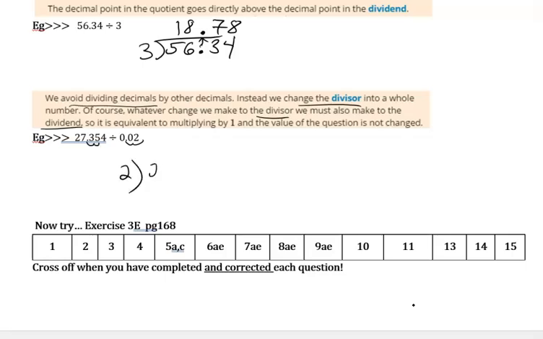So now I've got a whole number 2 and 2735.4. So again, I had 0.02. And so I essentially multiplied both of these by the same number, which was 100. 1 0, another 0, 1 0, another 0. And then I can work out my answer from there.